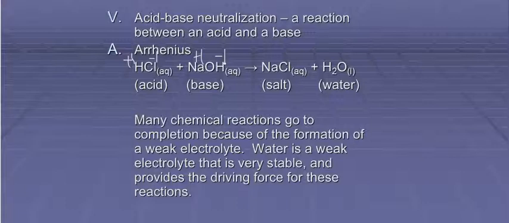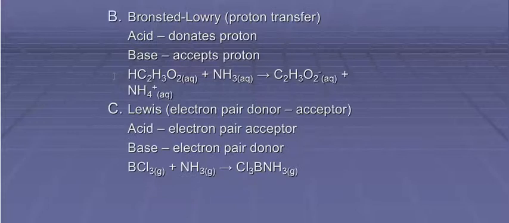If I give you an acid-base neutralization problem on the test, it will be the Arrhenius definition of acids and bases. Because the other two definitions, the Bronsted-Lowry and the Lewis, define an acid and a base differently, and we're going to spend a lot of time on acids and bases. So if you see one on the test, it will be Arrhenius. It will not be Bronsted-Lowry or Lewis.